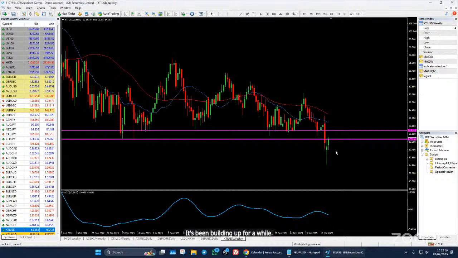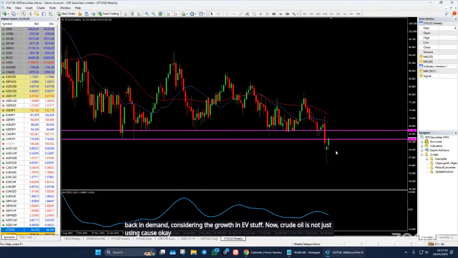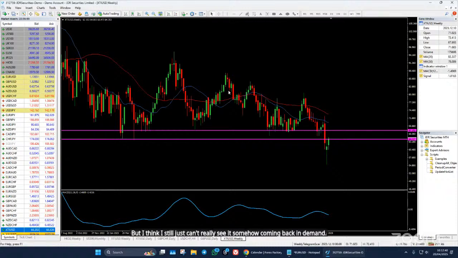And again, aside from a couple of tricks here and there, I can't really see oil coming back in demand, considering the growth in EV stuff. Now, crude oil is not just used in cars, okay? It's used in so many other things and so many other processes. But I still just can't really see it somehow coming back in demand. I think overall, aside from the oil industry, most people are very keen to move away from this.